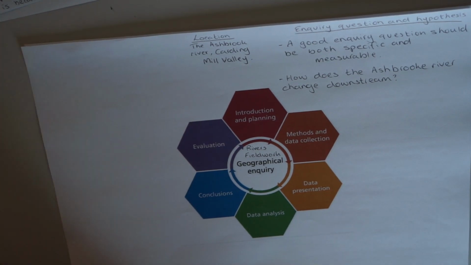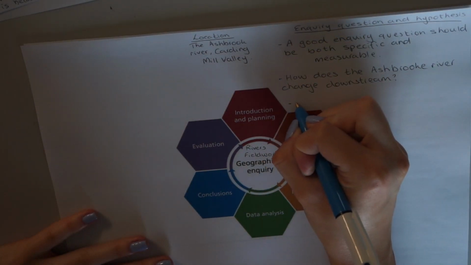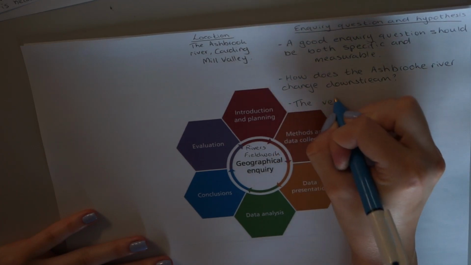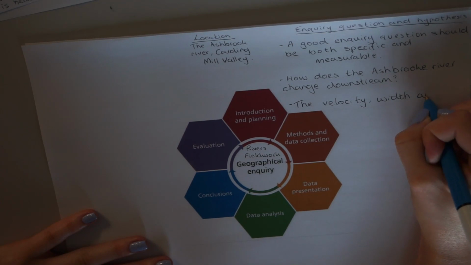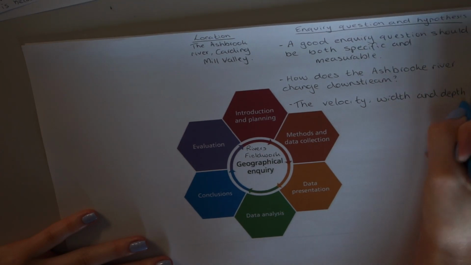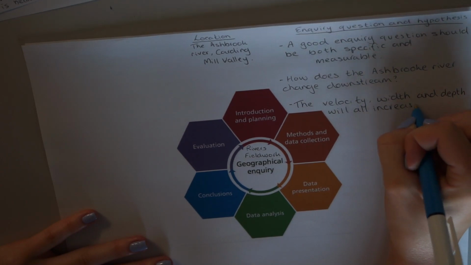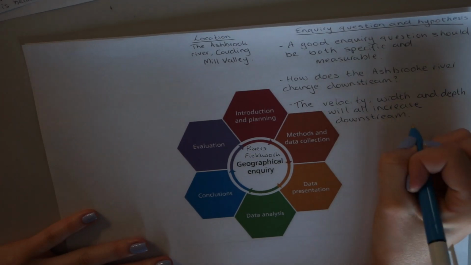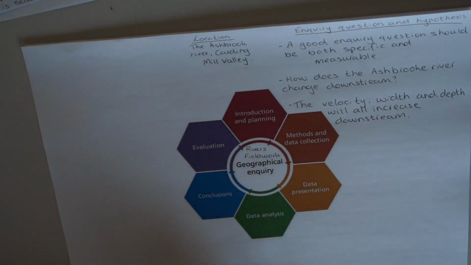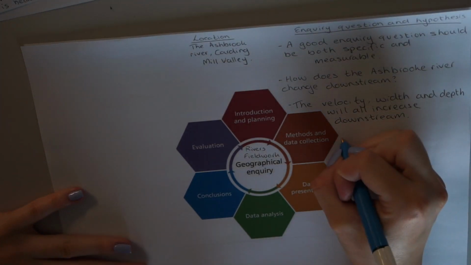Then, as I've already said, a hypothesis is our prediction of what we think we will find. So our prediction was that the velocity, width and depth will all increase downstream. We also could have included that sediment size will do the opposite, and that will decrease downstream.